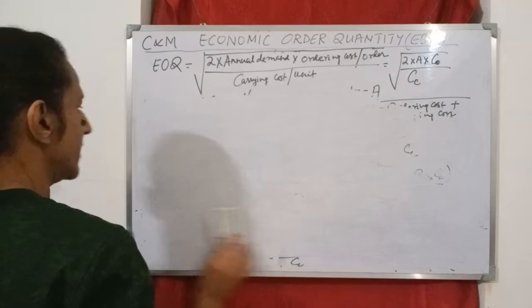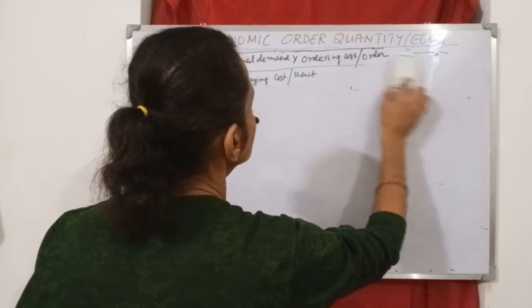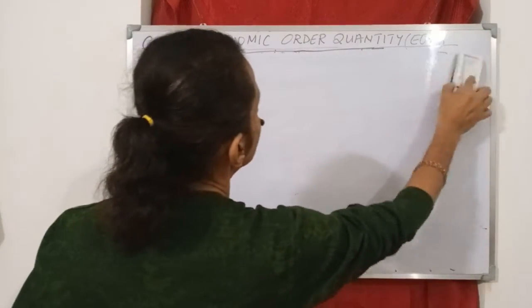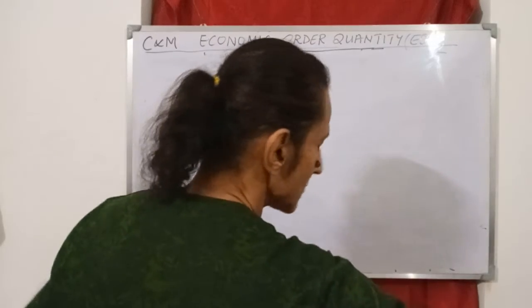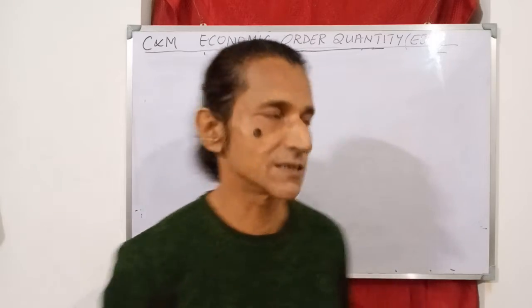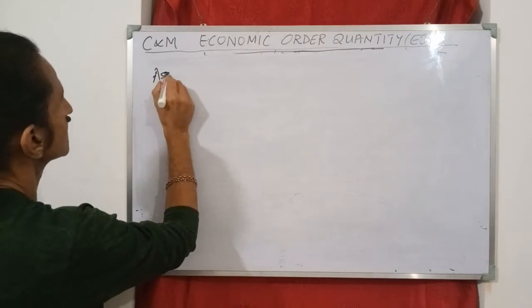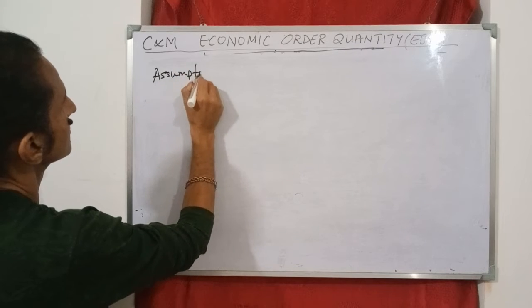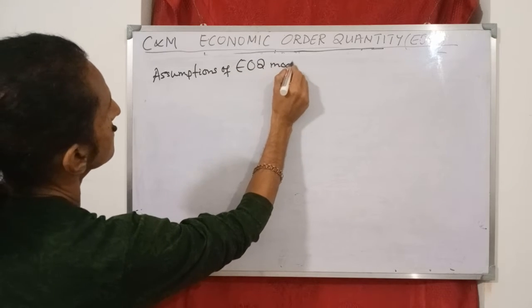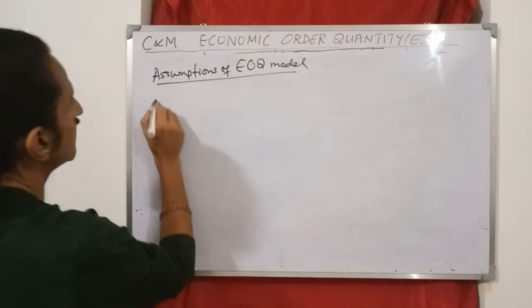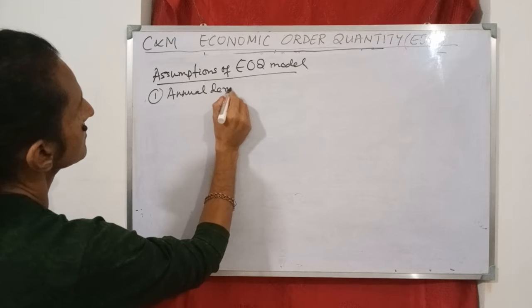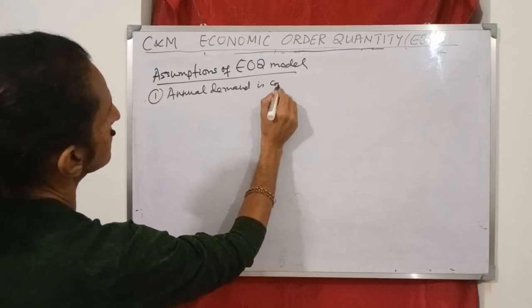Yeah, I am compelled to erase it because I have to proceed to assumptions, and after that, the solution of one numerical problem. So the EOQ model is based on certain assumptions, and what are the assumptions? Number 1, the annual demand is fixed. Annual demand is constant.